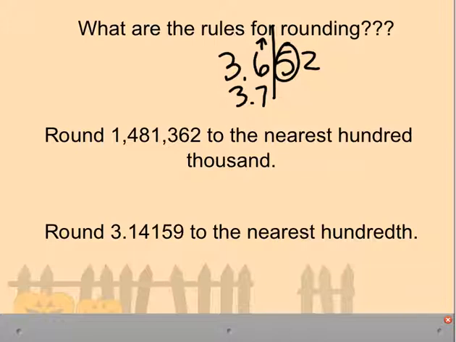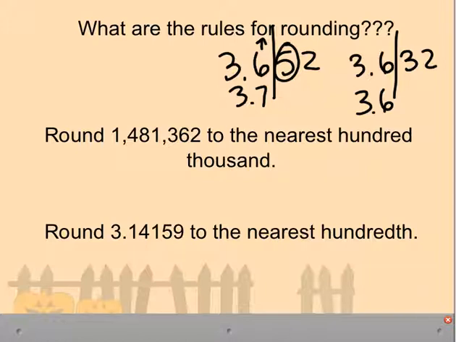But if we have another example like 3.632, and I still want to round to the tenths place, I look at that hundredths, that 3, and say, well, 4 or less, let it rest. So I actually don't do anything. I say it's just 3.6. I don't round it down to 3.5. I just leave it at 3.6.